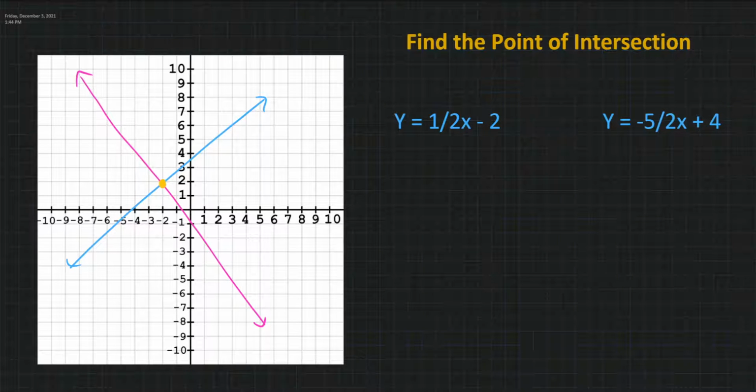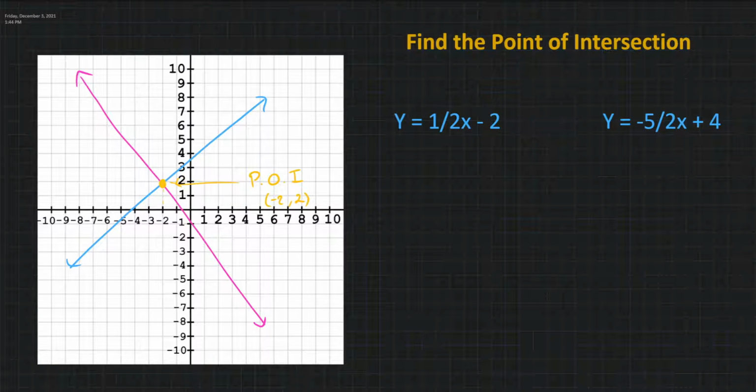What is that point? Well, the point that they meet, we call it the point of intersection, or the POI for short. So what's the POI of these two lines? The point of intersection is -2, +2. -2 on the x, +2 on the y. That's the POI, the point of intersection.